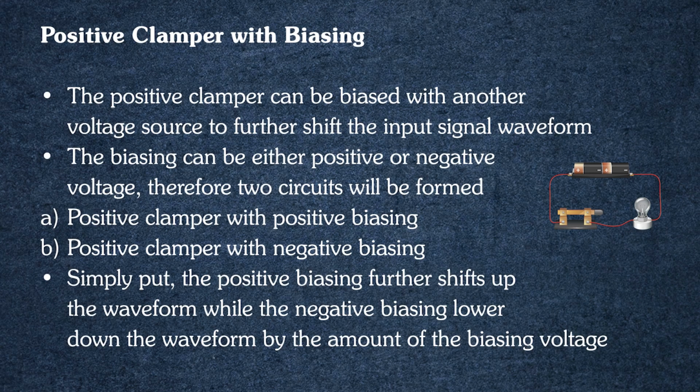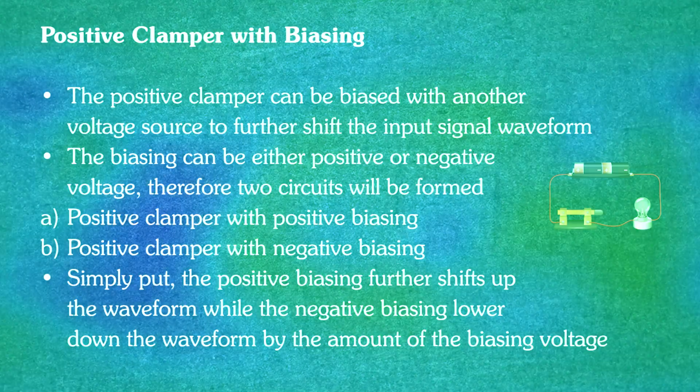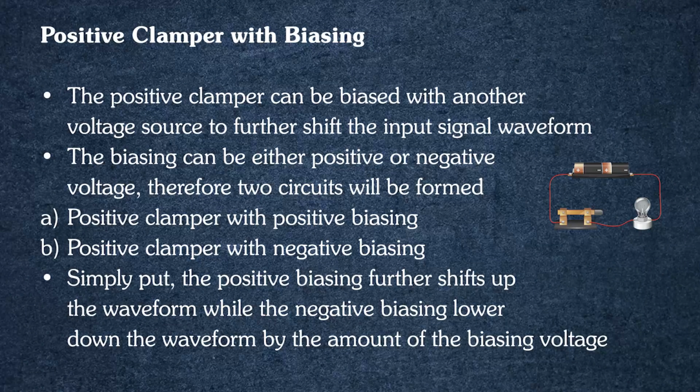Again, there will be two types of biasing. The biasing can be either positive or negative voltage. Therefore, two circuits will be formed. The first one is the positive clamper with positive biasing, and the second one is the positive clamper with negative biasing. The positive biasing applied to the positive clamper further shifts up the waveform, while the negative biasing lowers down the waveform by the amount of the biasing voltage.